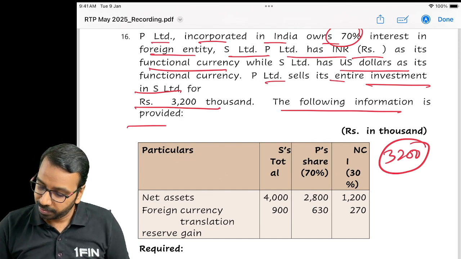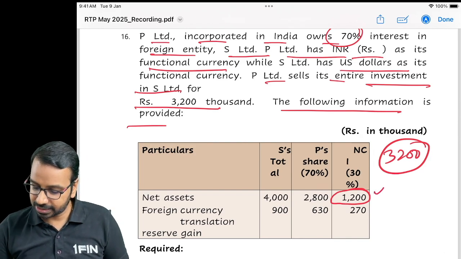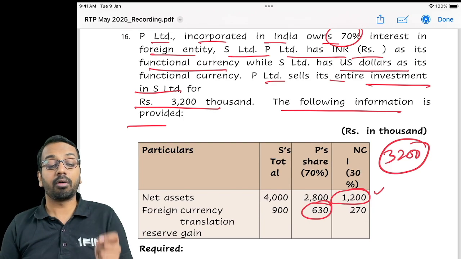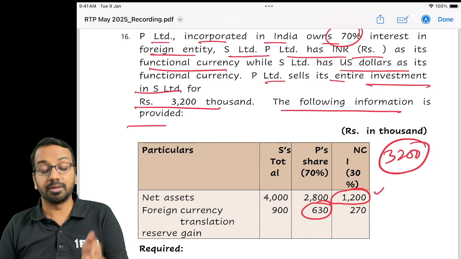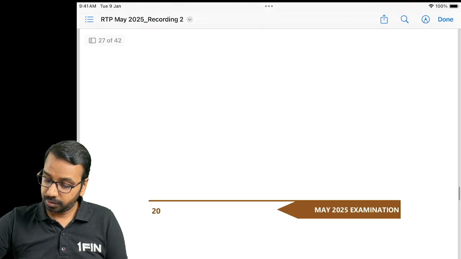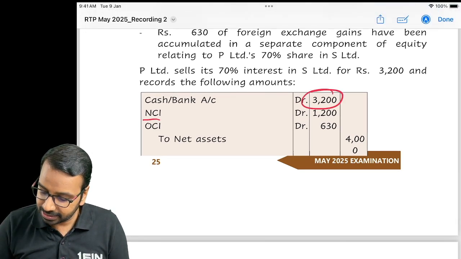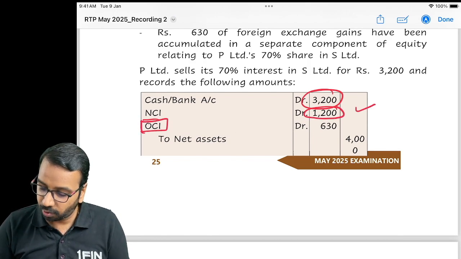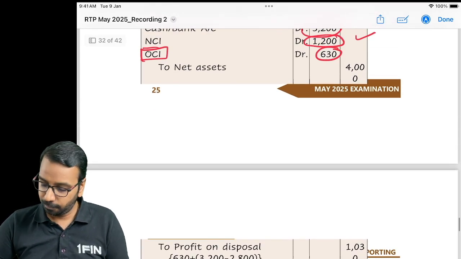Then, what will we do? We will de-recognize NCI, the net asset that is attributable to NCI. Then the 630, our share of whatever is there in the foreign currency translation reserve, will now be recognized in P&L. So you debit cash and bank by 3,200, you debit NCI by 1,200. Sir, why are we debiting NCI? Because we are de-recognizing. Then OCI, whatever was the balance 630, that OCI will be transferred to P&L.